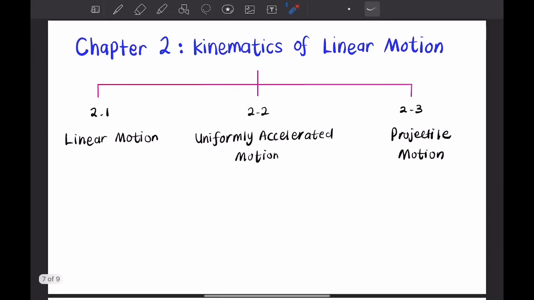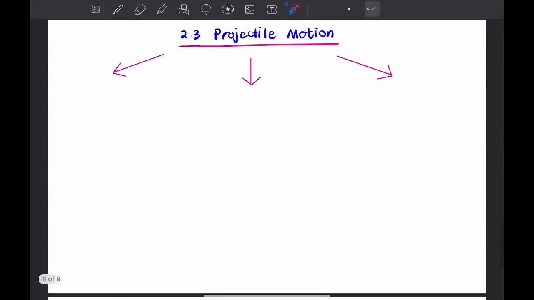Okay, next we are going to enter 2.3 projectile motion. This one is a little bit crucial because you don't learn this in school before. So in projectile motion we have three cases.